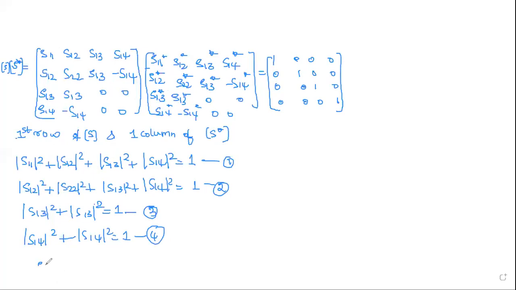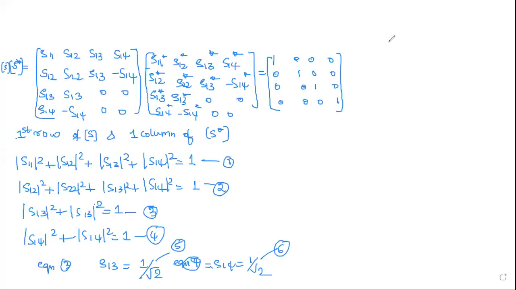Now, considering equation 3, you can get the value of S13: 2 times S13 squared equals 1, so S13 will be 1 by root 2. Similarly, if you consider equation 4, you will have S14 equal to 1 by root 2. So you got 2 equations, S13 as well as S14. Give equation number 5 to this and 6 to this.